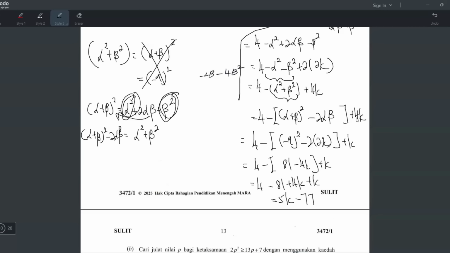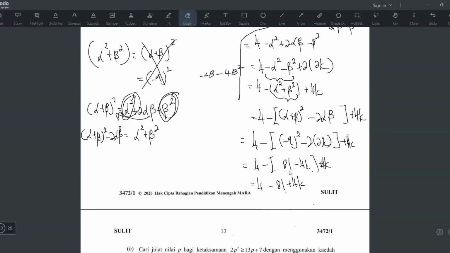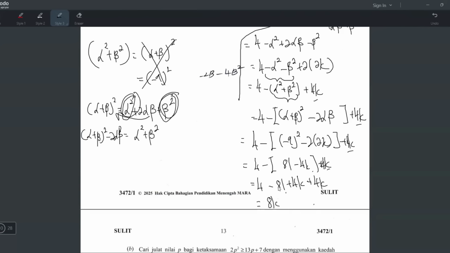Okay, this one is plus 4k, right? So it should be plus 4k. I missed the 4 here, guys. So this one is also 4k. I made a mistake here, careless. So it should be plus 4k here, right? 4k, and then 4k plus 4k is 8k. 4 minus 81 should be negative 77. Okay, so now you're done with your SOR and POR.